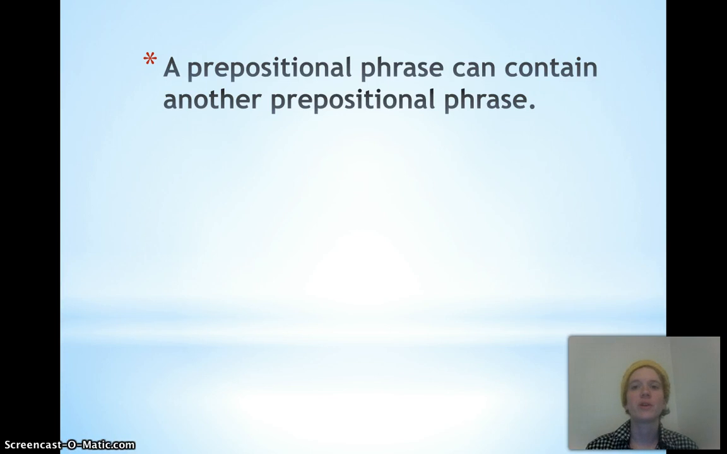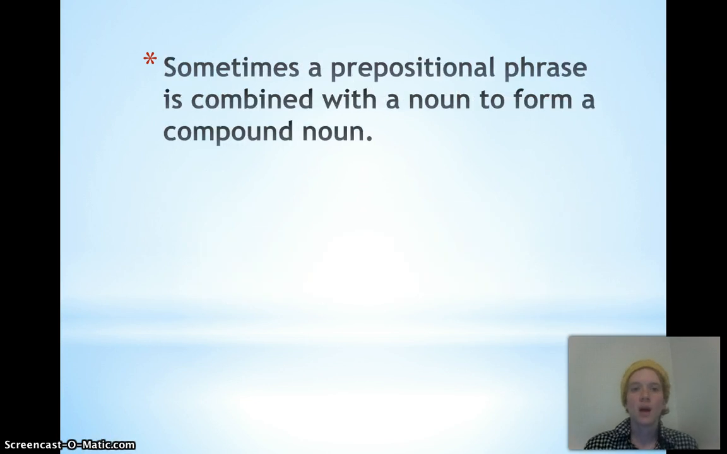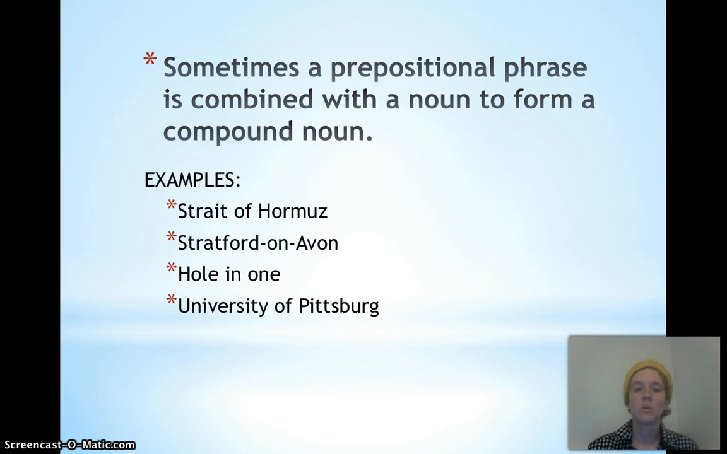Okay, a prepositional phrase can contain another prepositional phrase. So there's just one inside of the other. And here we have meet us at the Museum of Science and Industry. The big prepositional phrase is at the Museum of Science and Industry. The little prepositional phrase is of science and industry. So you have one inside the other. And sometimes a prepositional phrase is combined with a noun to form a compound noun. So, Strait of Hormuz, Stratford-on-Avon, Hole-in-One, University of Pittsburgh. So those are compound nouns that contain prepositions.